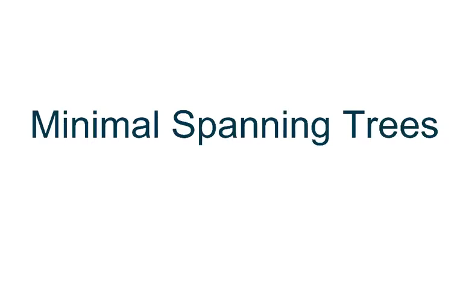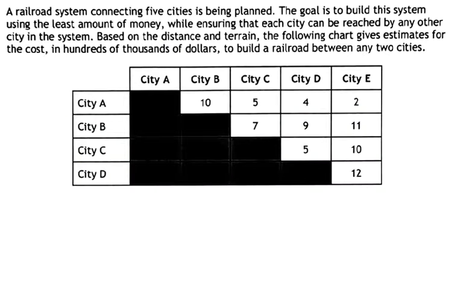Now we talk about minimal spanning trees. Consider a railroad system connecting 5 cities as being planned. The goal is to build a system using the least amount of money while ensuring that each city can be reached by any other city in the system.